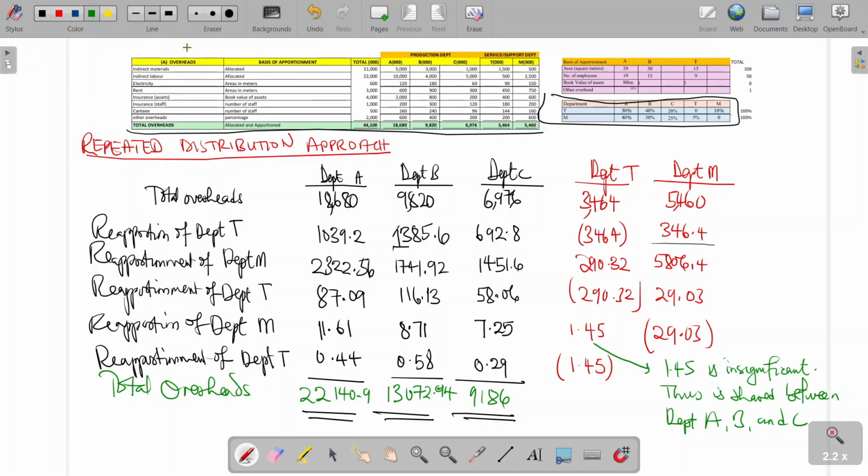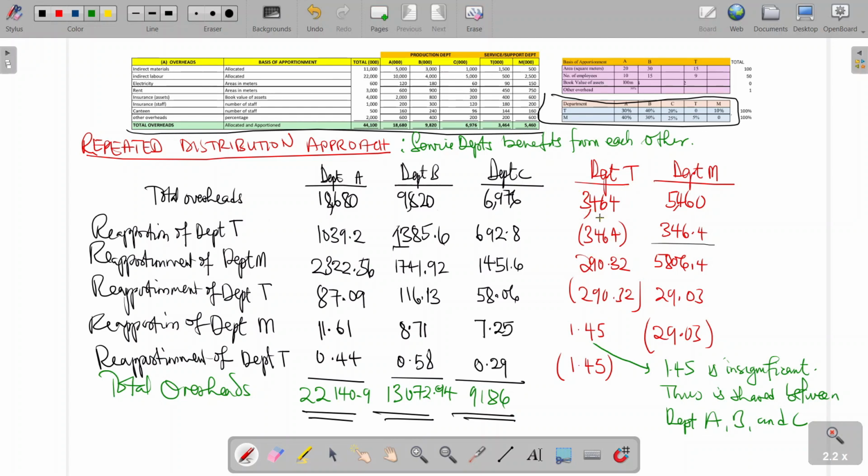The repeated distribution approach is used when service departments benefit from each other. So if these departments benefit from each other, then the sharing of their costs goes each way, as well as to the production department. So the department we have to share first is Department T.